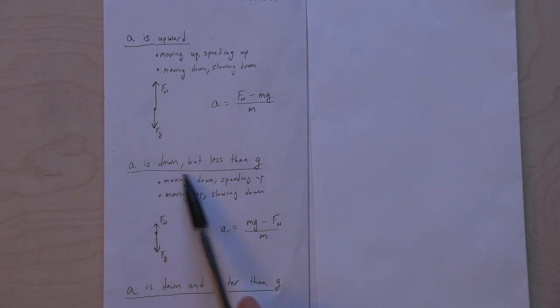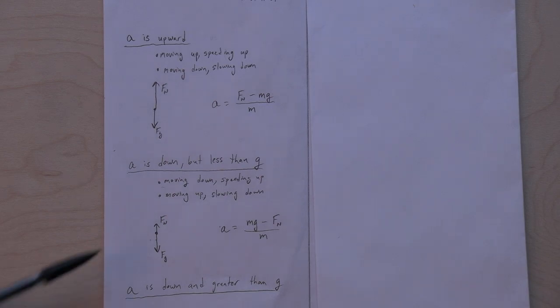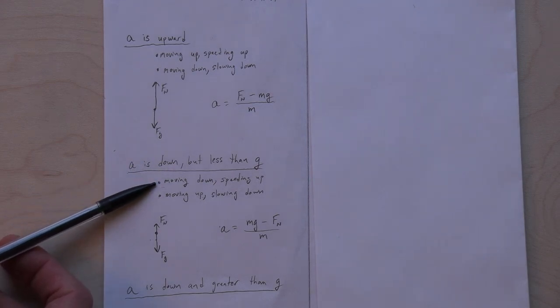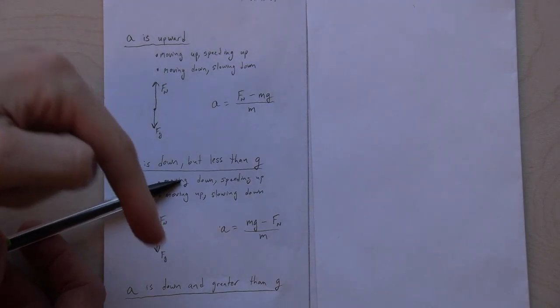Okay, acceleration is down, but less than 9.8. When you're accelerating in an elevator downward, your accelerations are always going to be less than 9.8, never greater than 9.8. Again, most people would say, okay, acceleration down means the object's moving down and speeding up. That's downward acceleration.